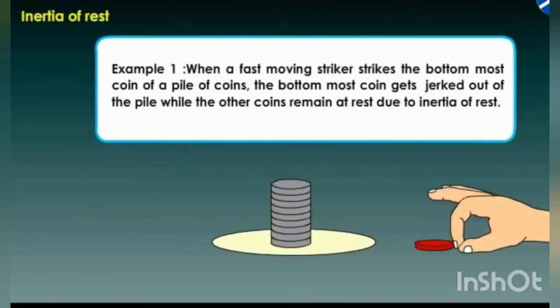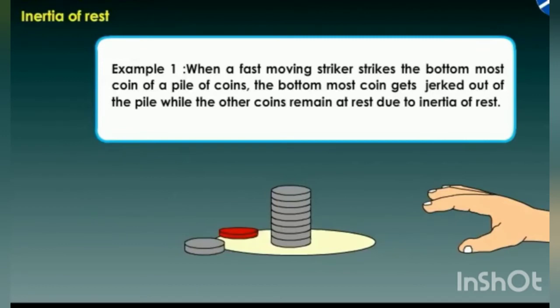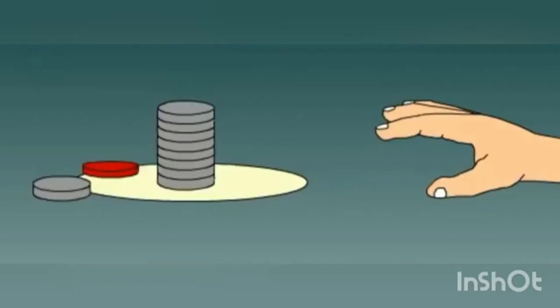Let us see one more example. When a fast moving striker strikes the bottommost coin of a pile of coins, the bottommost coin gets jerked out of the pile, while the other coins remain at rest due to inertia of rest.